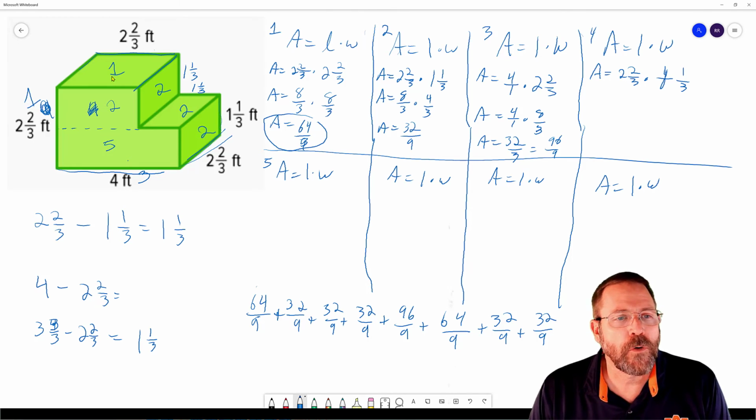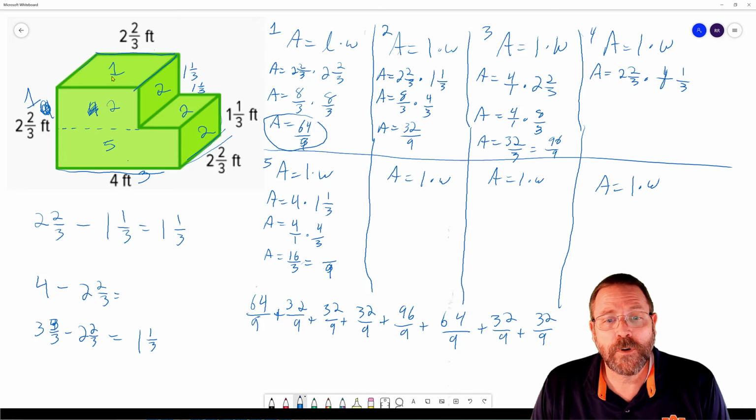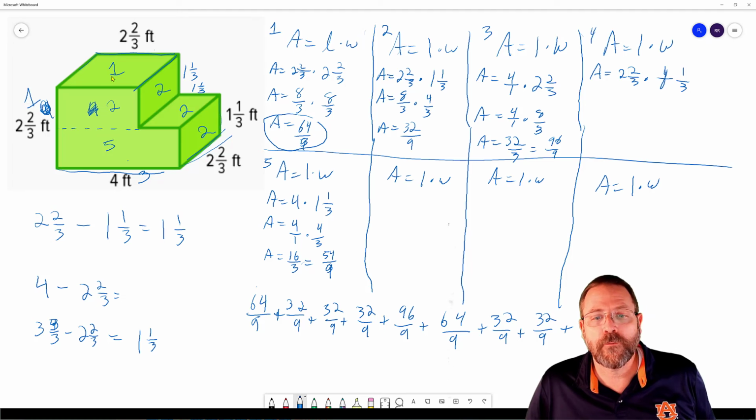And now I have 1 more rectangle here, which we'll just call rectangle 5. For that one, we have a total length of 4. So area is going to equal 4 times a height of 1 1/3, which is 16/3. But we need 9's for our least common denominators, so that's the same thing as 54/9. That is all the pieces we're going to need to add together to get to our final dimension.